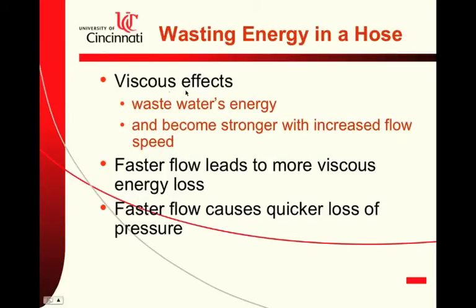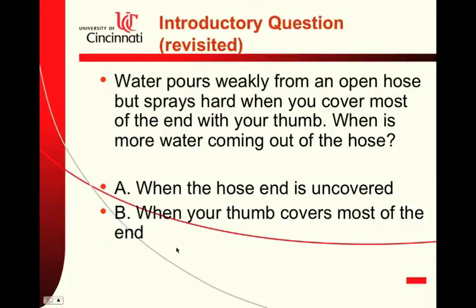So the idea is that viscous effects waste the water's energy, and the viscous effects become stronger with increased flow speed. The faster the flow, the more viscous energy is lost, and faster flow causes a quicker loss of pressure. So again, the only way it can change energy is that the pressure decreases as it goes through the hose.